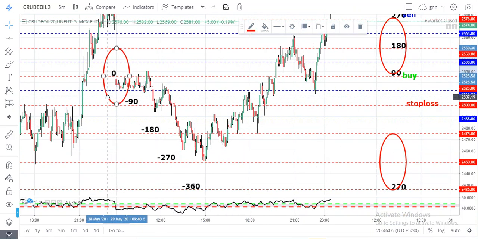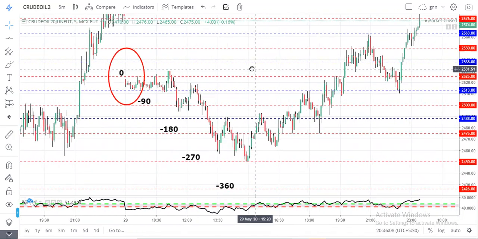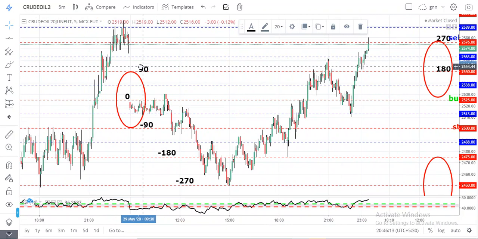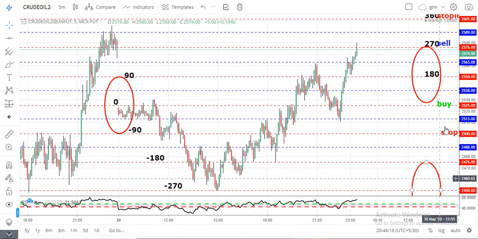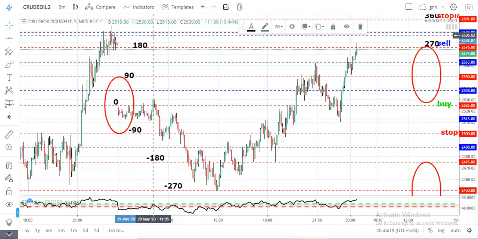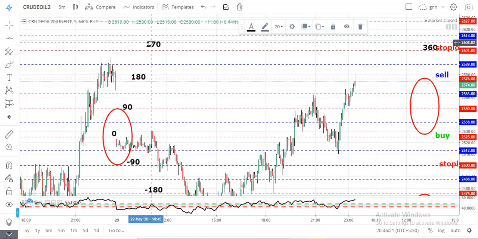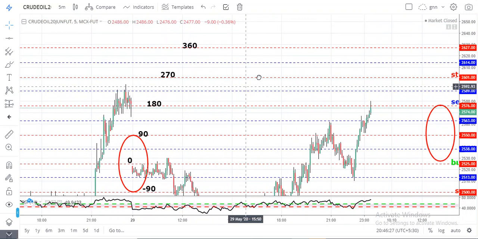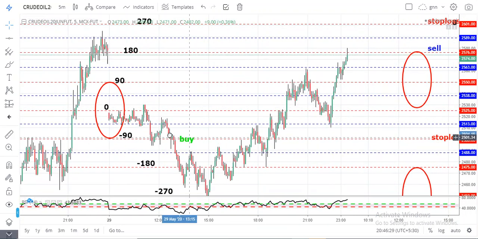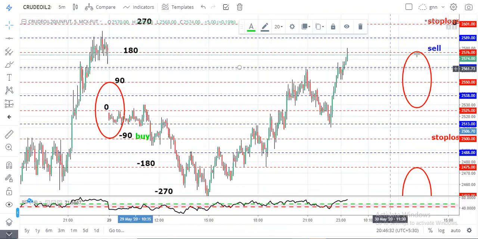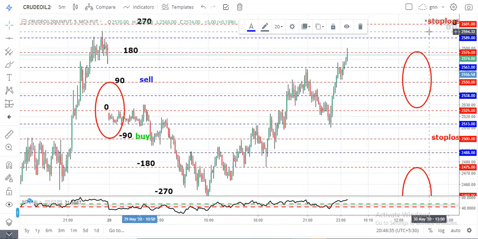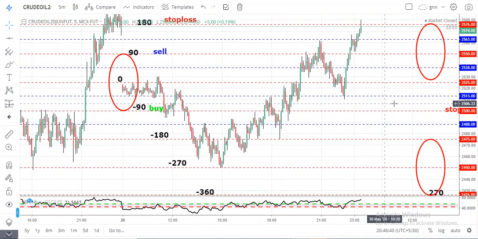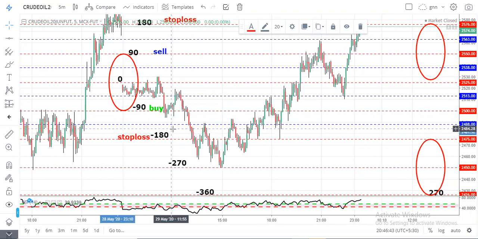See, now this is my trade setup. Yesterday my trade setup was like this. Here I am going to sell at 90, I am going to buy, and again 270, and I am keeping this as 360. So my initial setup was buy here and sell here, and the stop loss at 180 degree, and below this is my stop loss.